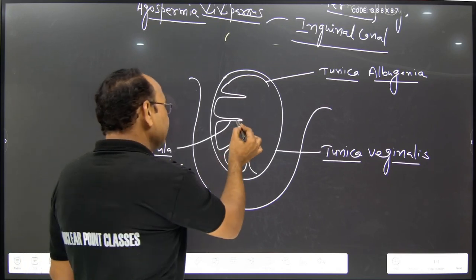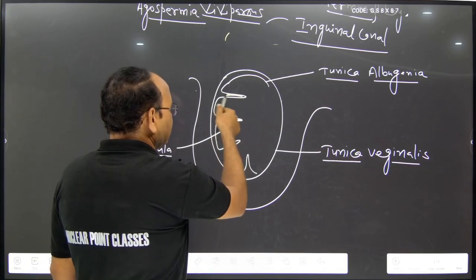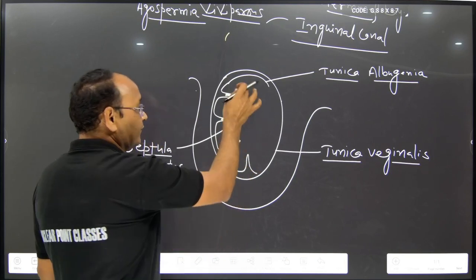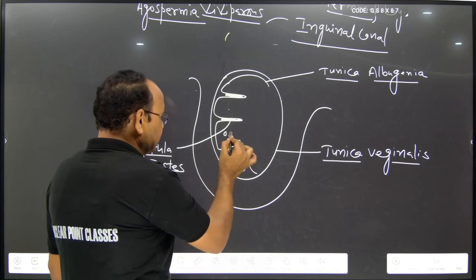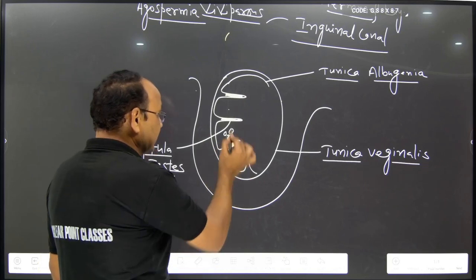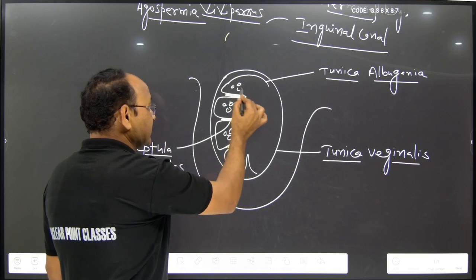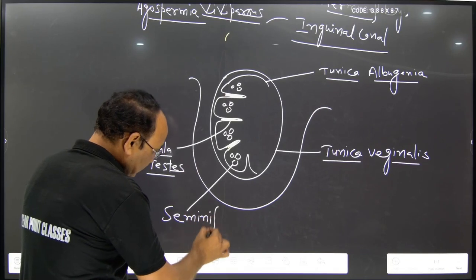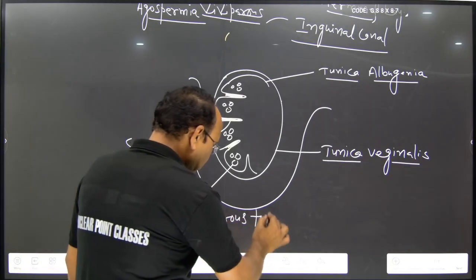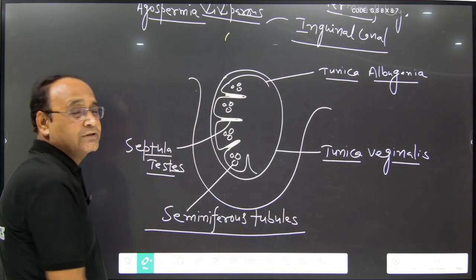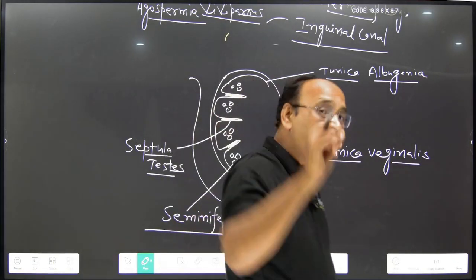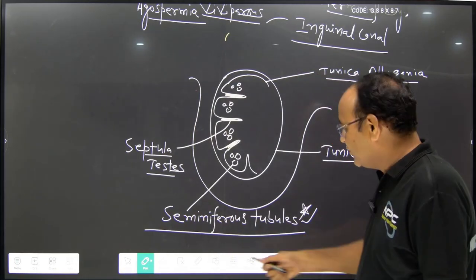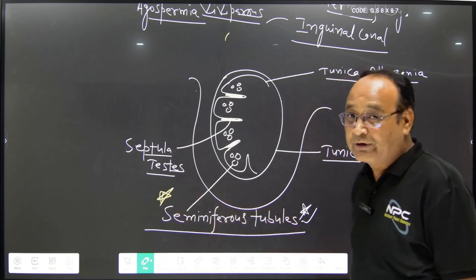Due to the development of septula testes, these testes are divided into many lobes. These are 1, 2, 3 and 4. In these lobes, some 2 to 3 tube-like structures are present, and these tube-like structures are known as seminiferous tubules, and these seminiferous tubules are a very important part of the testes, and these are the structural and functional unit of testes. It is a most important question.